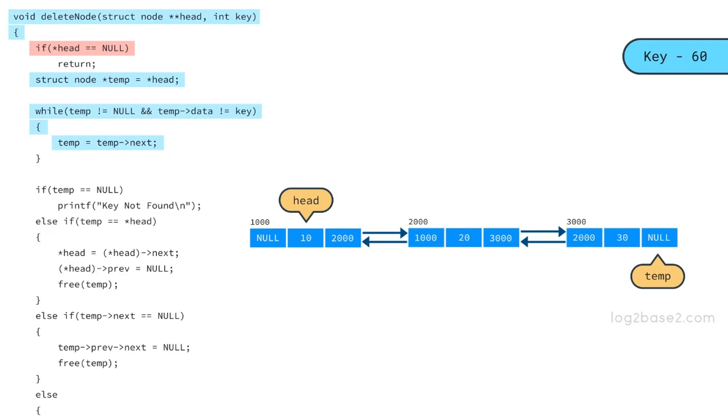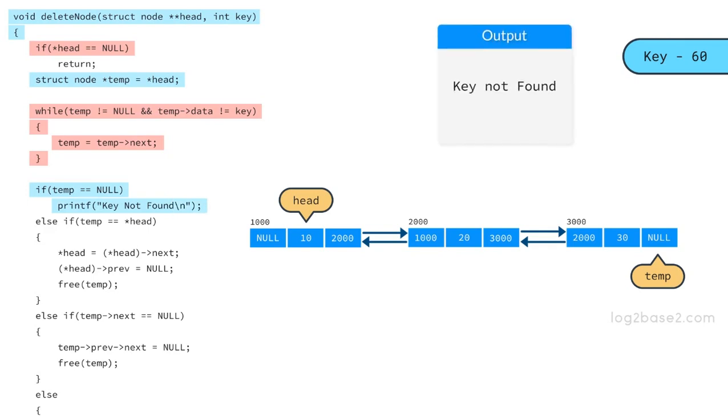And now we have temp equal to null. And now when we check the condition, it fails and control comes out of the while loop. Now check if temp equal to null, and it is. So the node to be deleted is not present, so print key not found.